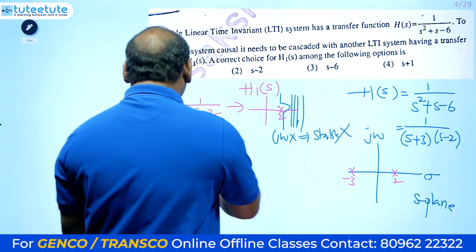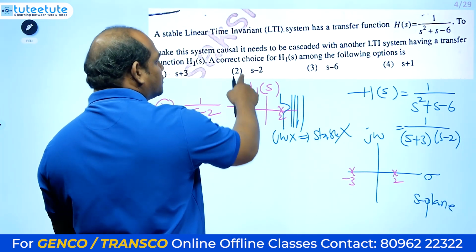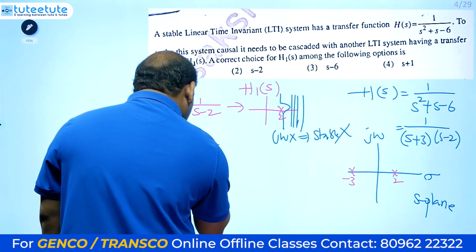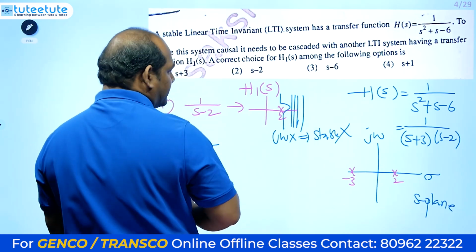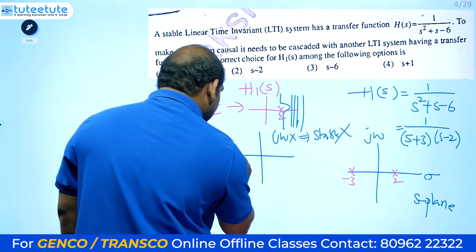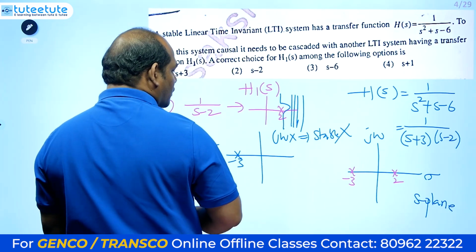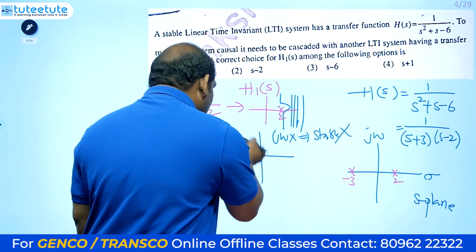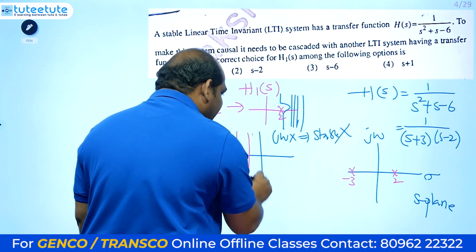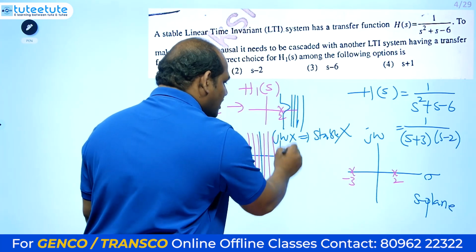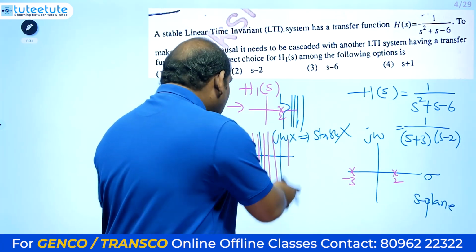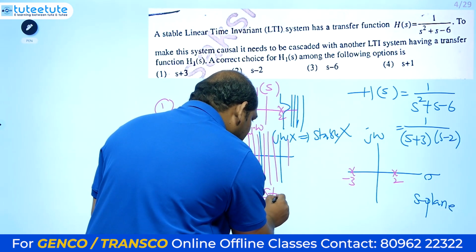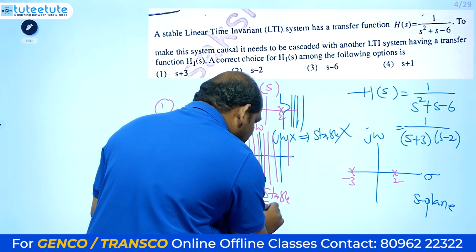Now we will check option 2. Option 2 is s minus 2. By multiplying this one with this, what resultant transfer function will we get? 1 by s plus 3. How to draw the pole-zero plot? Here minus 3 is there. Okay, so this is the pole we have. According to the causal system, what is the condition? The ROC is right of the rightmost pole. So from this we have to take the totally right side. Now this ROC is including the j omega axis. Whenever the j omega axis is included, it is stable, and we have taken the right side, that means causal also.